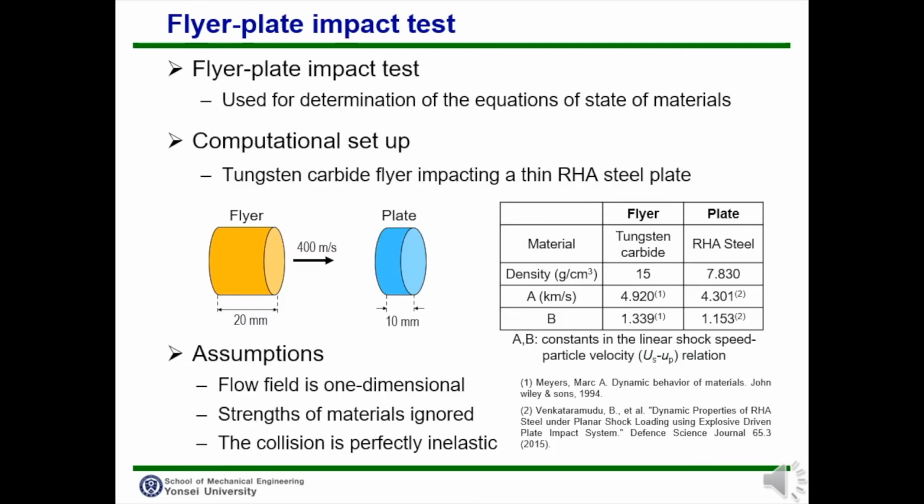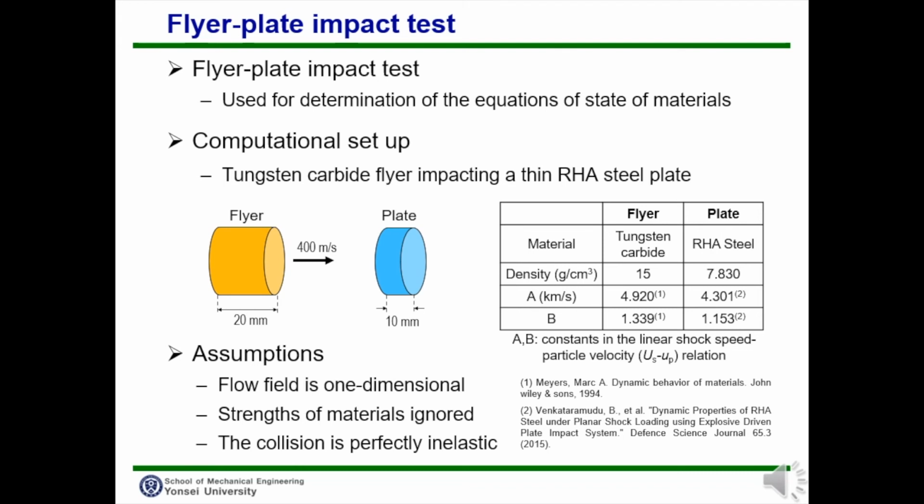I will now demonstrate the computation of the flow field in a flyer plate impact test using the Hugoniot scheme. The test setup is shown below. A tungsten carbide flyer is launched at a speed of 400 meters per second to a stationary steel plate. Since the flyer and the target plate are thin, it can be expected that multiple reflections and transmissions of the shock waves at the boundaries will occur.